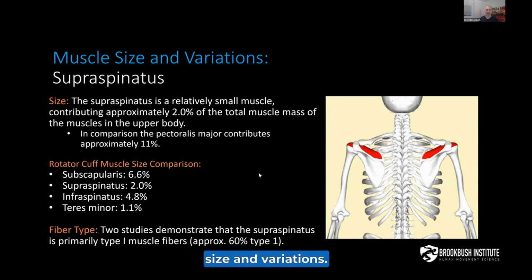All right, so let's talk about muscle size and variations. The supraspinatus is a relatively small muscle, contributing approximately 2% of the total mass of the muscles of the upper body.